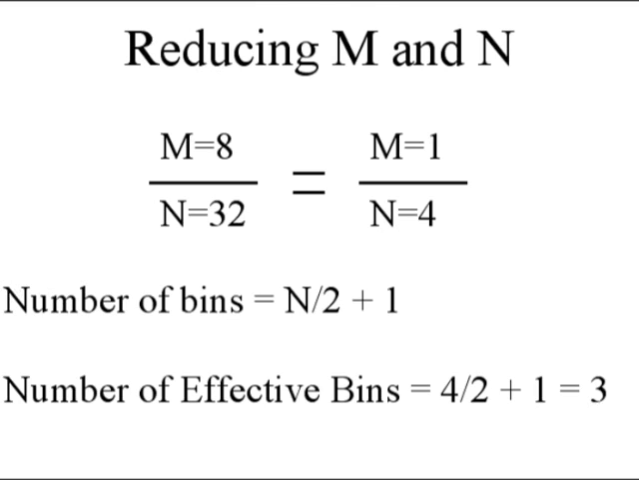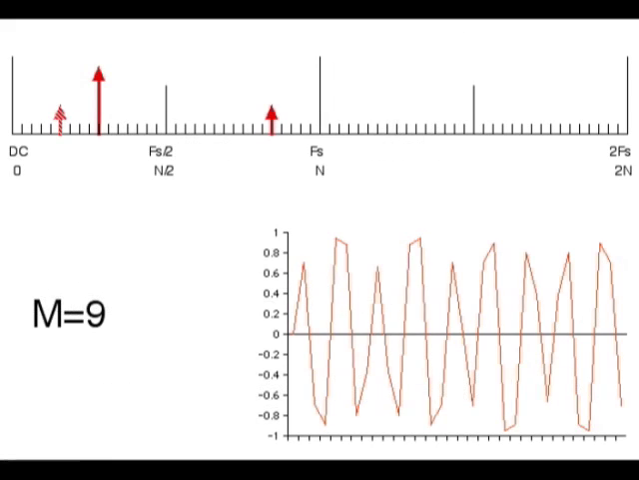But some people take that to mean that you need M to be prime. That's not the case. Here's an M that is not prime, an M of 9. Let's see what happens. With an M of 9, we end up with the fundamental in bin 9 and the third harmonic falling in bin 3 times 9, or bin 27.